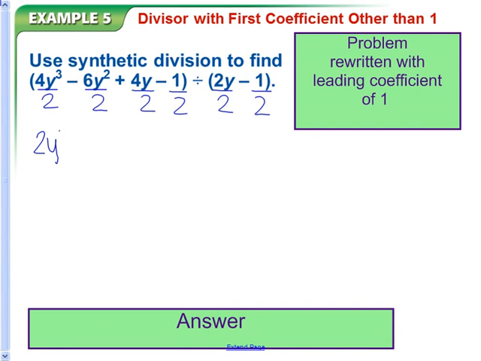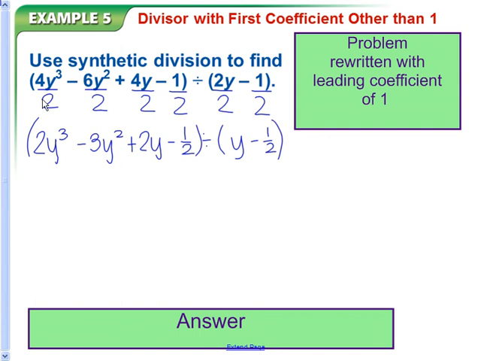And so this becomes 2y cubed minus 3y squared plus 2y minus a half, divided by y minus a half. Okay, so here's where we drop down our coefficients: 2, negative 3, 2, negative 1/2, and then we do that little box out in front, and we do the opposite of this number right here. So this would be positive 1/2.